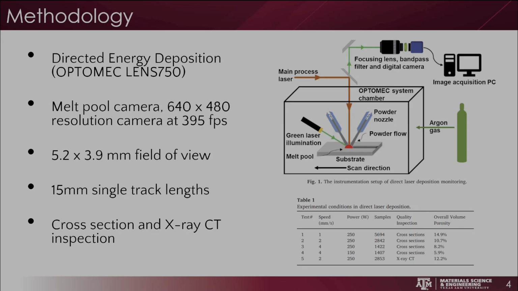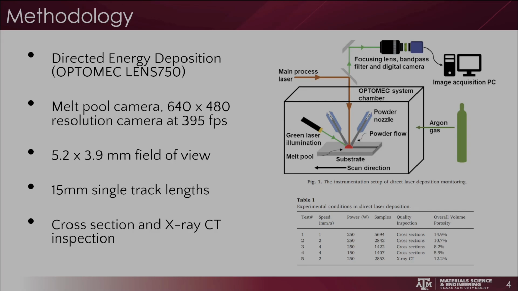For this project, they used a camera focused on the melt pool with a resolution of 640 by 480, capturing high speed at 395 frames per second. To prevent the camera from being overloaded, they used a bandpass filter to block out some of the intensity of the wavelengths of the melt pool, and then used a green laser to illuminate the melt pool, which provided a good result. And they printed five 15 mm single tracks at varying speeds from 1 to 4 millimeters per second and varying power.